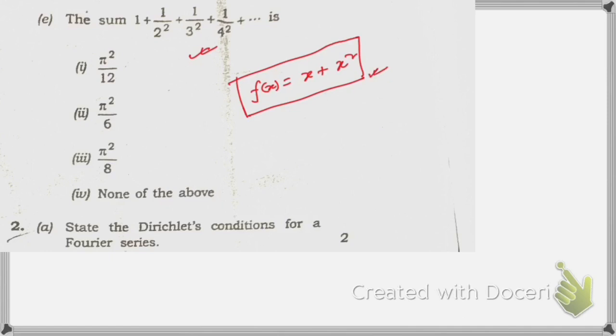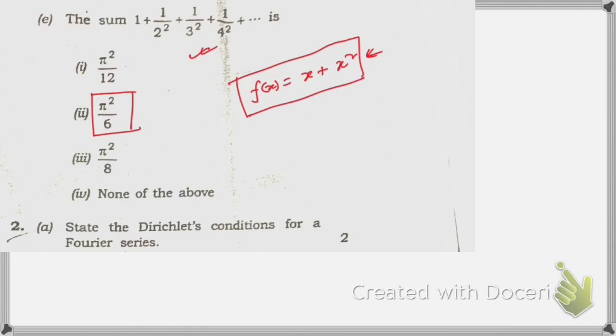So here you see, to answer this question, the sum of this series, you must know the Fourier series expansion of this function, x plus x square, right? If you have practiced various types of functions in Fourier series, then you must have got it. So here the answer is this. So you know how to find the Fourier expansion of the given series.